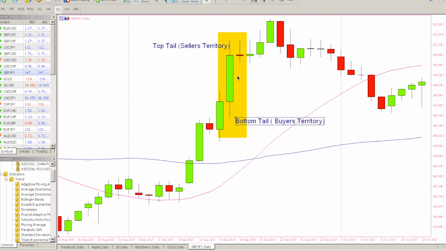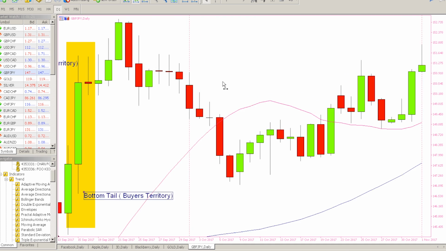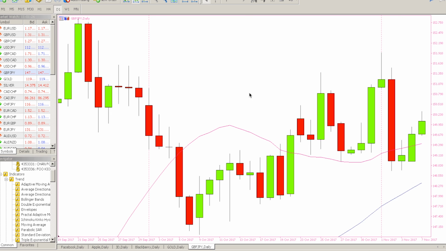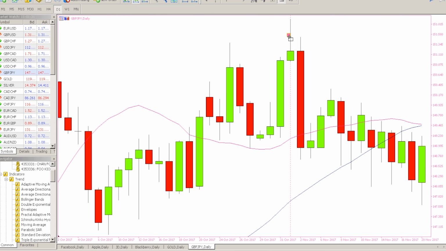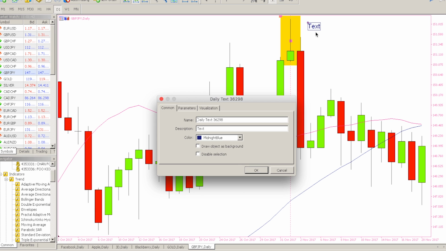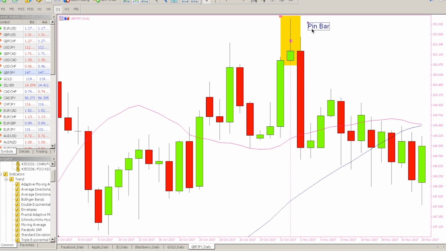Now, how can that tell us a story and help us analyze and make a decision? Let me introduce you to one pattern. We call it a reversal pattern in price action. Look at this pattern here. What we call this is a pin bar. Just now we discussed rejection, right?